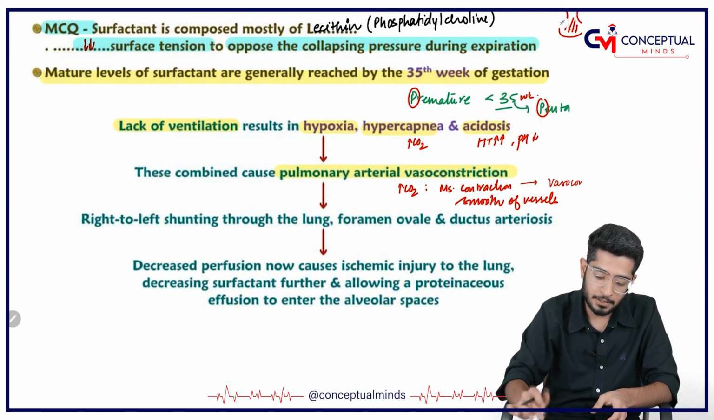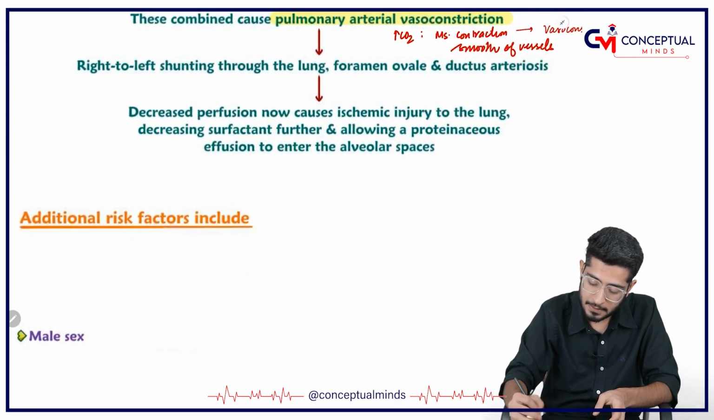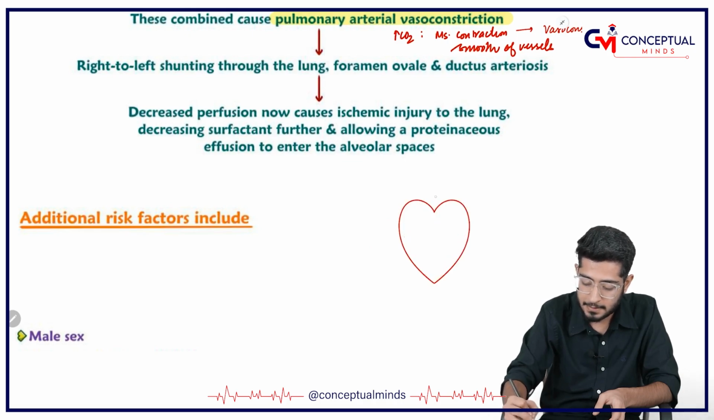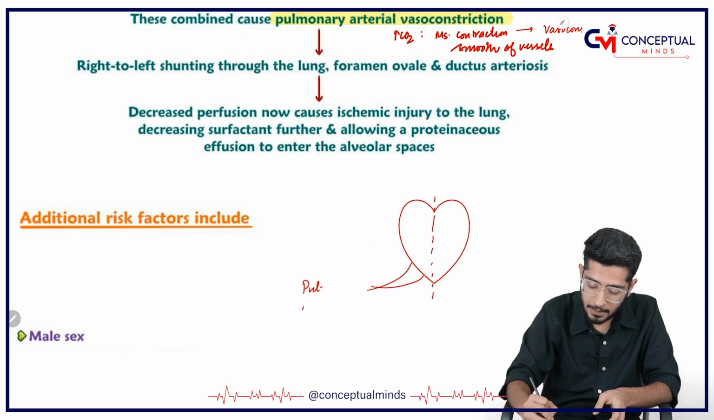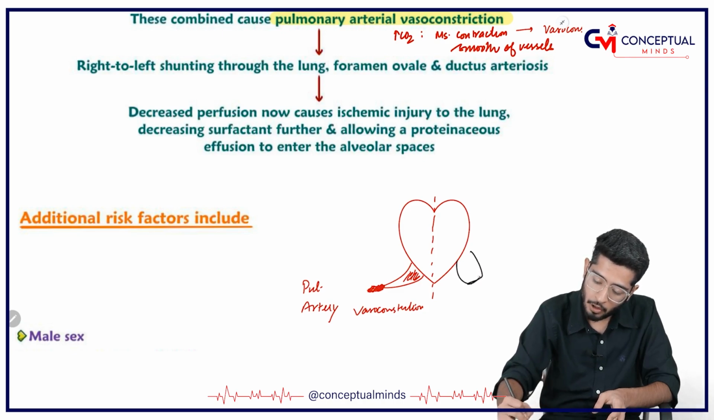I'll again draw this diagram for you. If I draw it like this, it is going to be of two parts. This is the pulmonary artery, and because there is less oxygen, this pulmonary artery is going to show vasoconstriction, and because there is vasoconstriction, a lot of blood is going to come here. This is your aorta which is going out, and there is a connection between the pulmonary artery and the aorta.